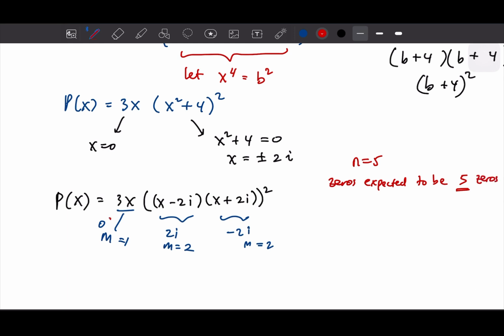But we have 1, 2, 3. But actually, because it has multiplicity 2, this is also 2, so this is 2, 2, and 1, so it becomes 5. So that's how we count 5 zeros from multiplicity if we have multiplicity, okay?